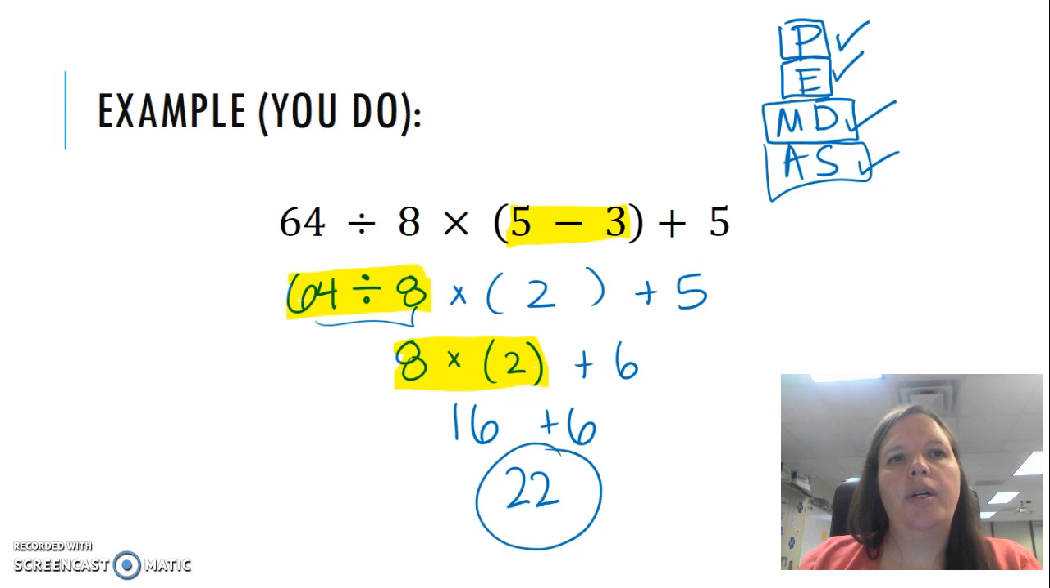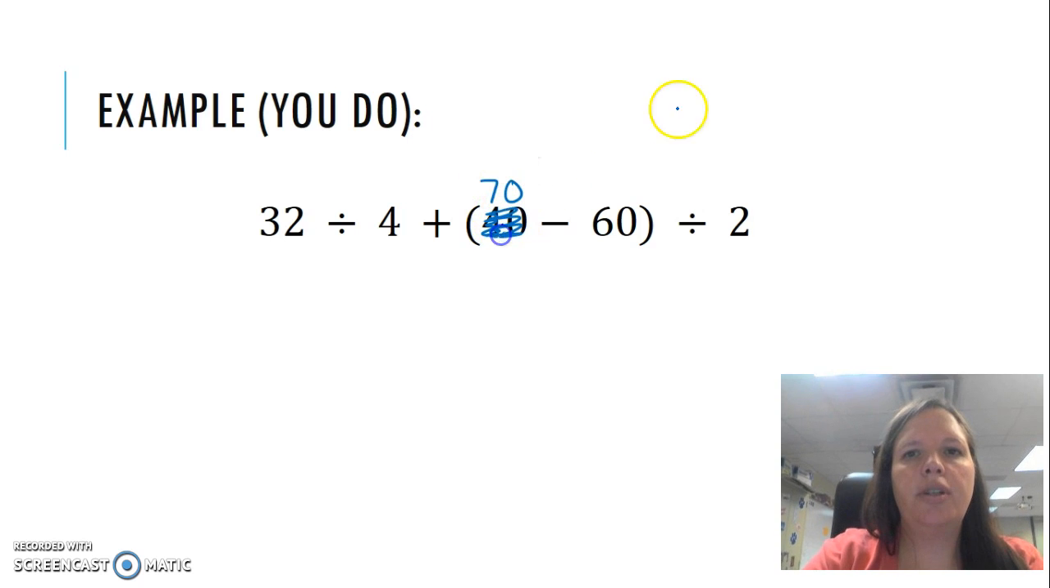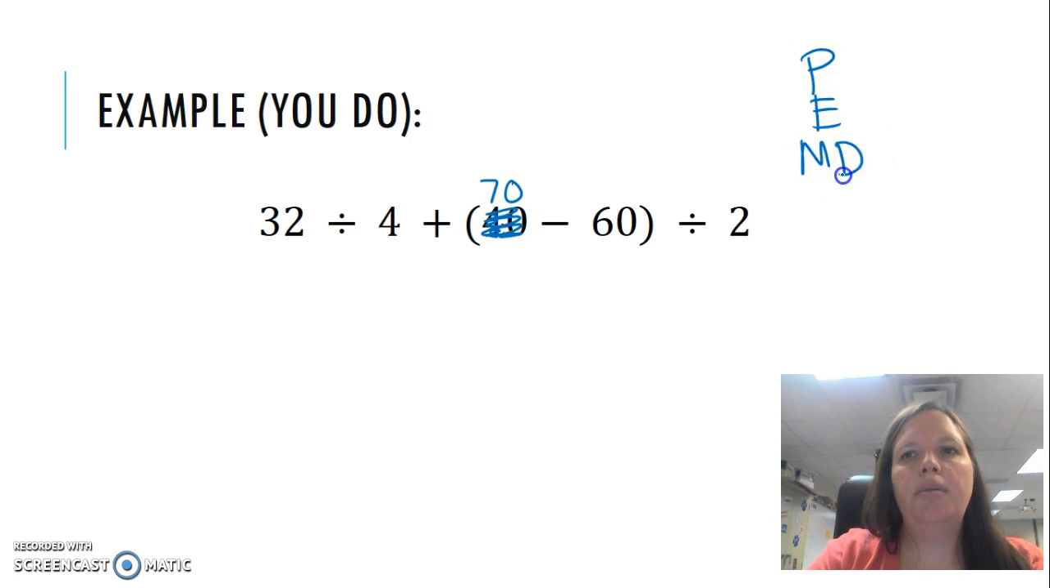All right, last one that's a regular you do. Oh, that's not right. If you see a 40 here, this should be a 70. So sorry about that. All right, so pause this and try it on your own. But if you're ready to go, or you need some help on where to start, let's start with parentheses.